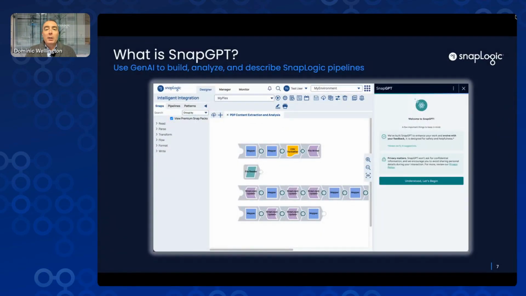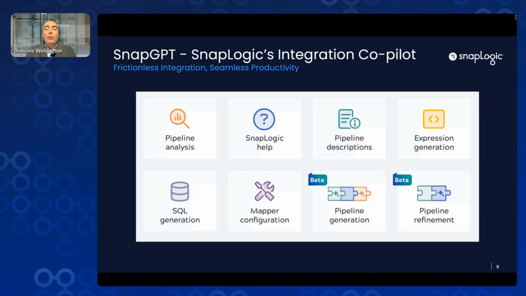And that is what we set out to build with SnapGPT, something that could be useful to SnapLogic users to build, analyze, and describe their pipelines, helping them be more efficient and effective in their work. We have a few examples of integration tasks that it will help with so that it can be integrated seamlessly into your daily productivity with SnapLogic. So things like analyzing pipelines, getting help with the SnapLogic product itself, generating regular expressions, and so on and so forth. We're going to see all of those and more in the demonstration later.